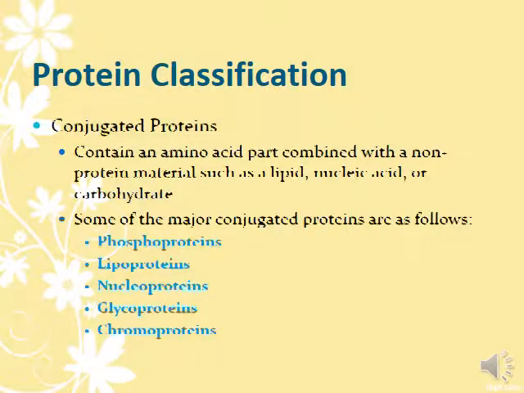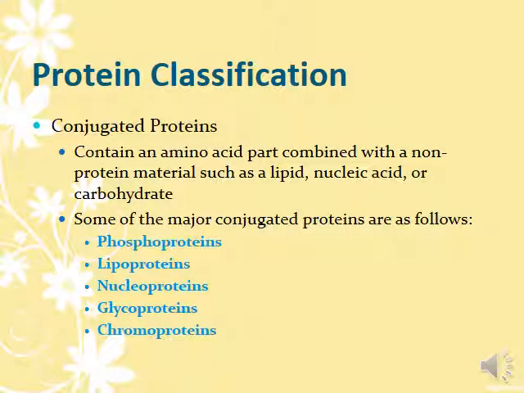Now, what are conjugated proteins? Conjugated proteins are when the amino acid part of a protein is combined with a non-protein material such as lipid, nucleic acid, or carbohydrate. The major examples of conjugated proteins include phosphoproteins. Based on the name, phosphoproteins, the non-protein material is phosphate. Second is lipoproteins, so the non-protein material is lipid.